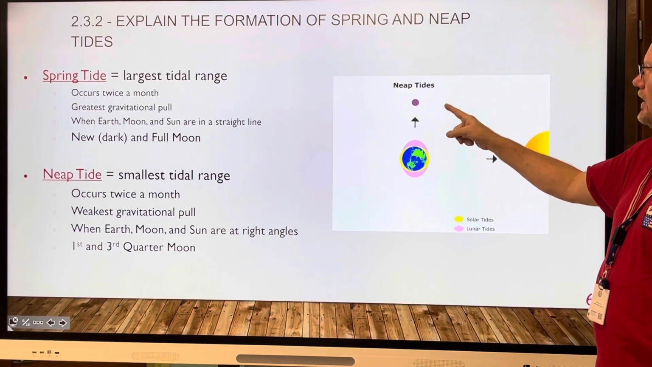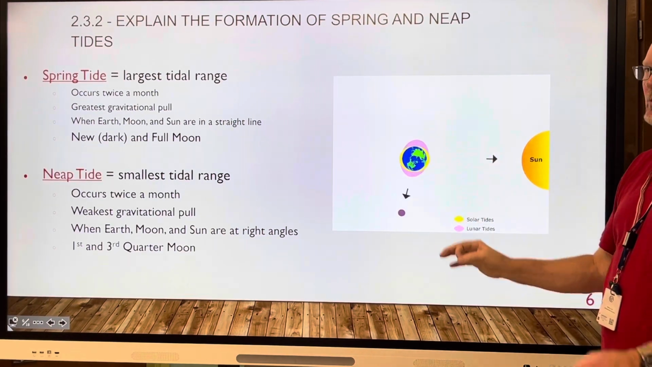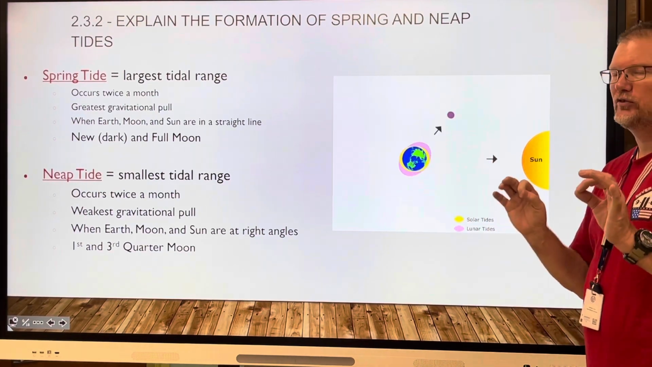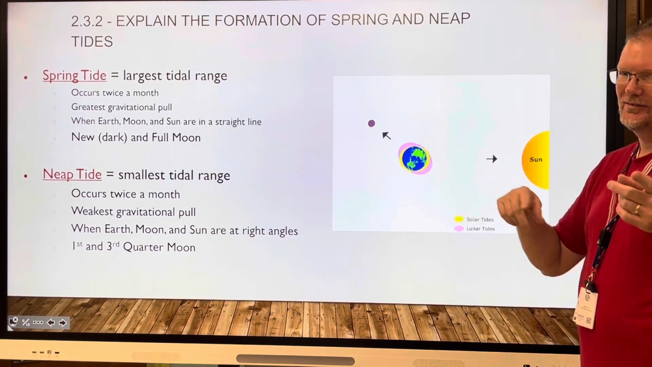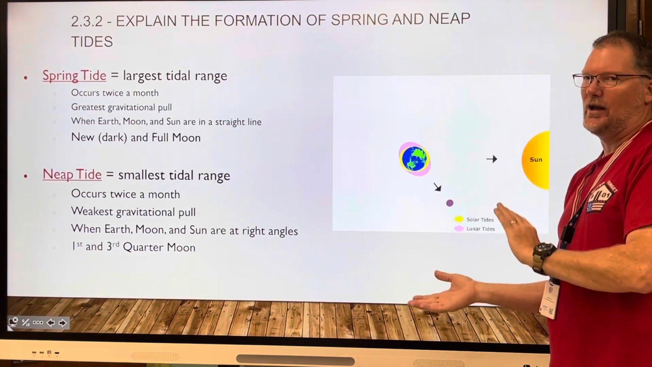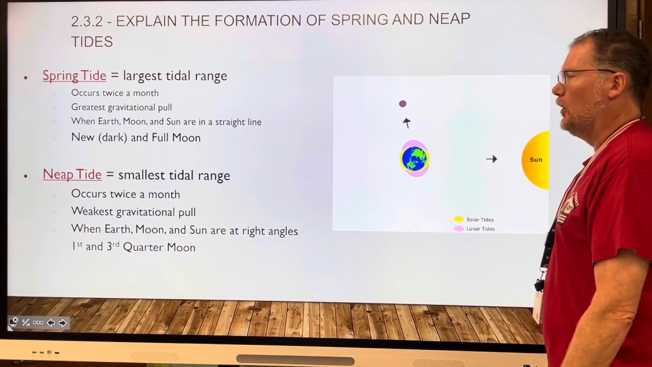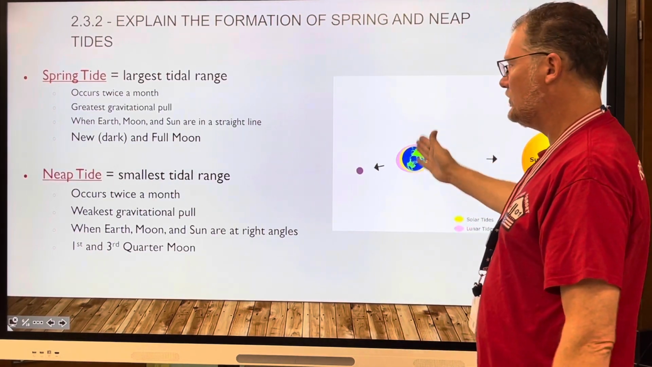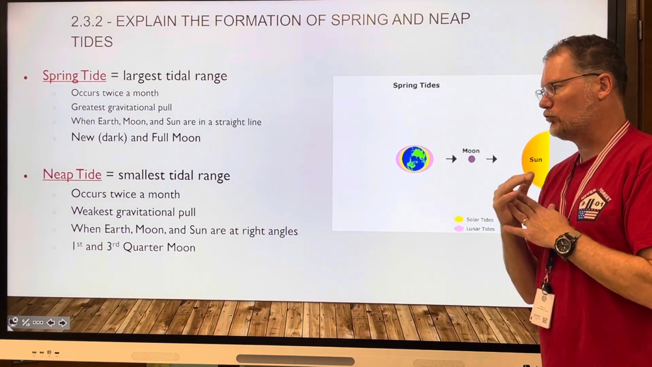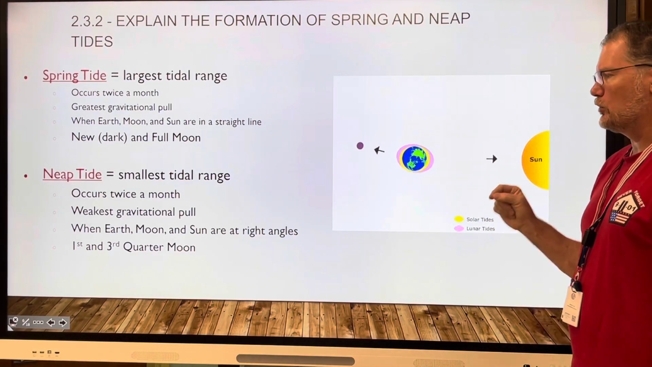And then your neap tides are at 90-degree angles. Neap, 90, they both start with N. And spring and straight both start with S. You understand. Okay, so the neap tides, the 90 degrees, will also be twice a month, but they'll be the least tidal range, the smallest tidal range. And it's also called the first and the third quarter.